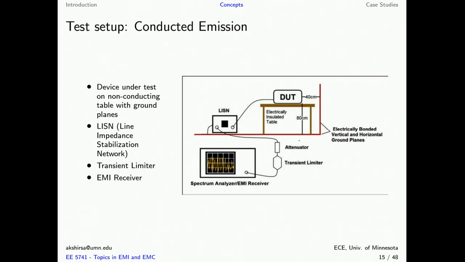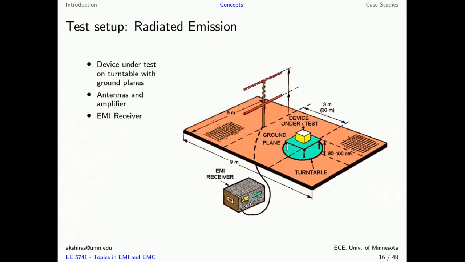When the device under test or the new product is taken to the lab, they place it in a particular way on an electrically insulated table. It is connected to what is called a LISN, which is a Line Impedance Stabilization Network, and a spectrum analyzer or EMI receiver is used to measure the amount of conducted noise that is emitted by this device under test. For radiated emission, a similar test is performed, except instead of using the LISN and connecting to the power leads, we connect an antenna and measure the amount of EM energy being emitted.